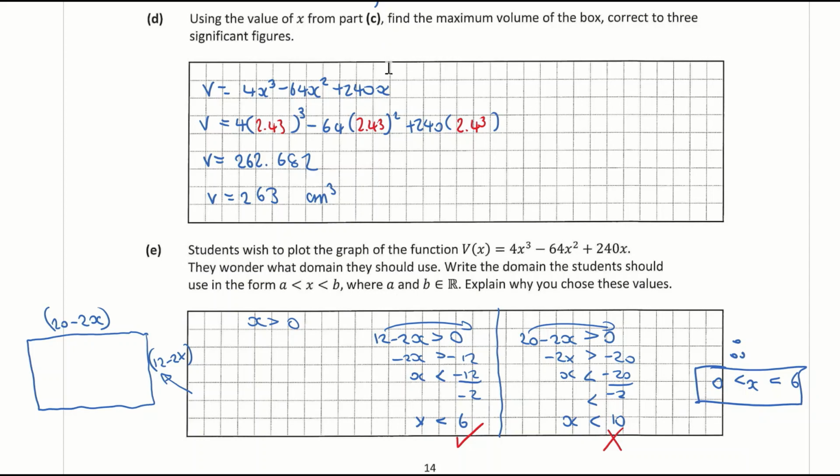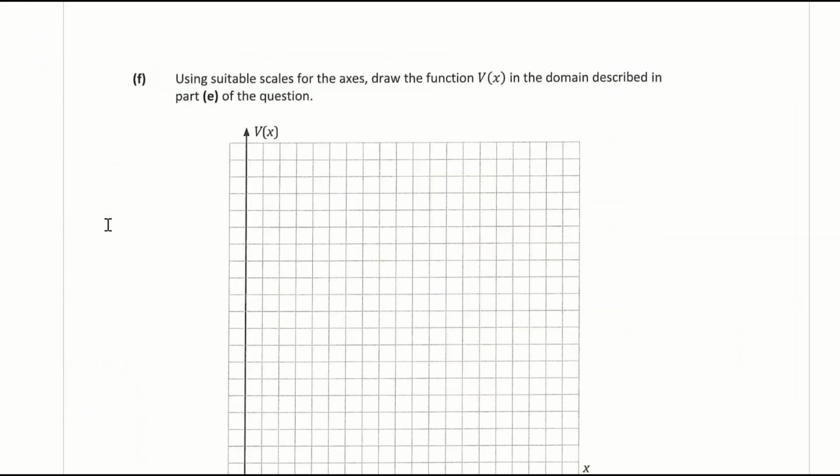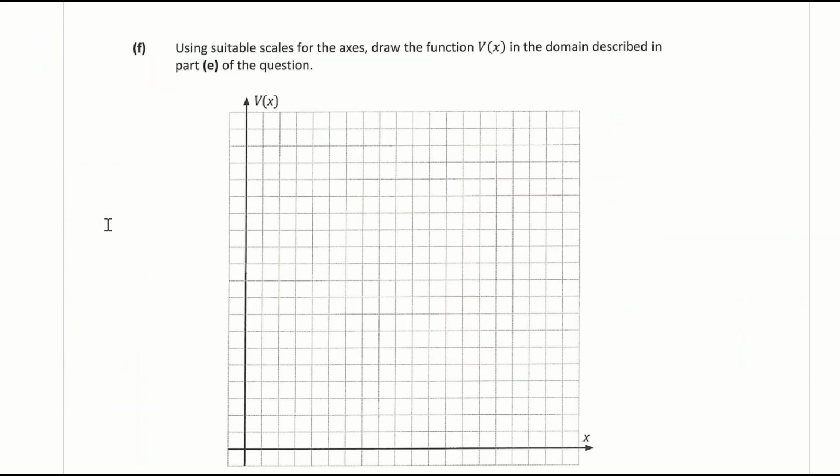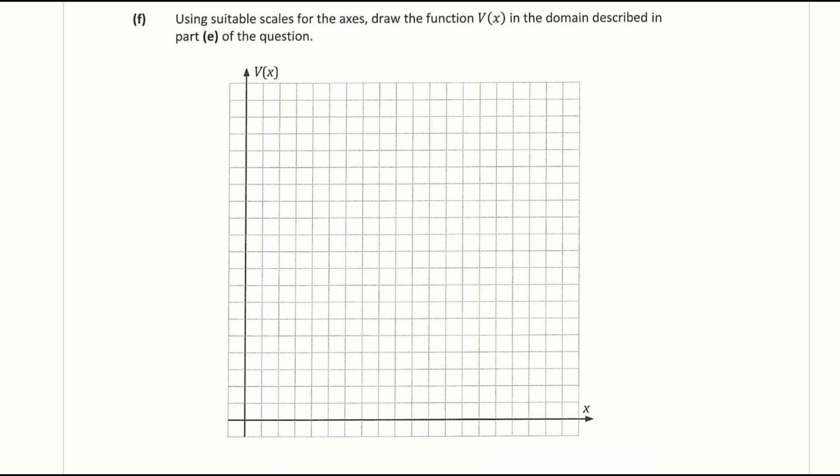Now let's look at part F, where it wants us to sketch this function. So use suitable scales for the axes, draw the function for volume in the domain that we've just set of 0 to 6. So let's first of all mark out my x-axis. So we're going up to 6. So we'll go 1, 2, 3, 4, 5, 6, and we'll go to 7 just to keep it simple.